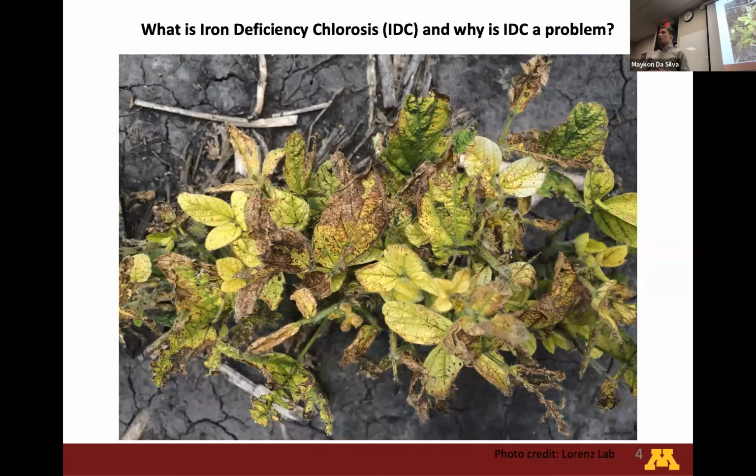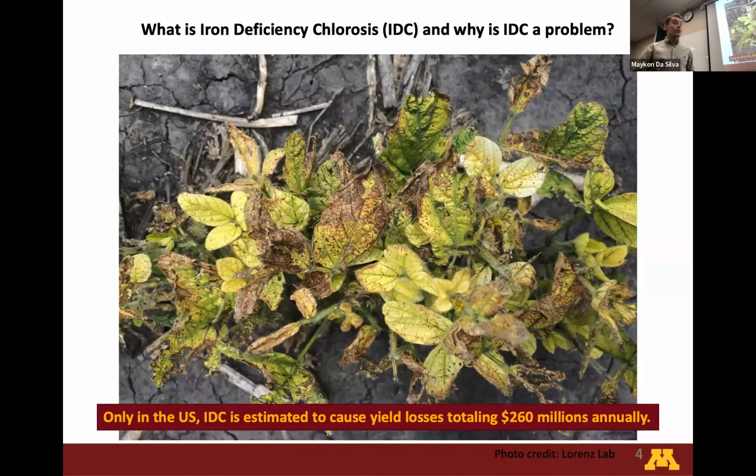But why is IDC a problem? So let's imagine a soybean field affected by IDC in which symptoms are similar to these ones shown in this figure. How much do you think the soybean field is going to yield at the end of the growing season? There's your answer. IDC is a problem because most often its symptoms result in significant yield reductions. Only in the United States, IDC is estimated to cause yield losses totaling $260 million annually.